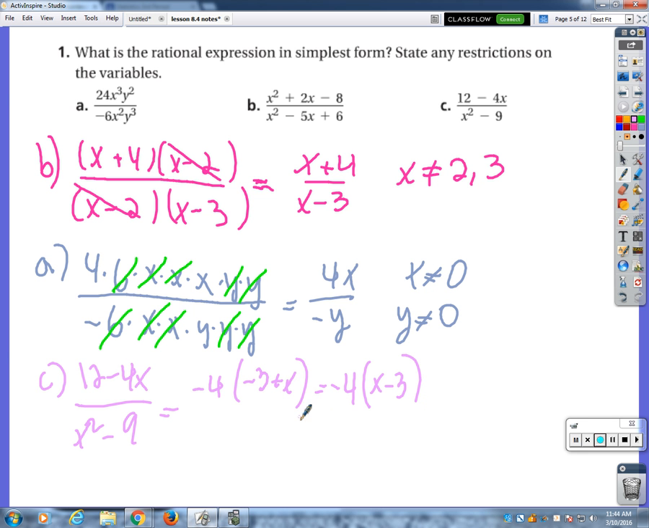Okay? All right. Then on the bottom, x squared minus 9 is a special factor pattern that we talked about a couple chapters ago. Difference of two squares. Right. So x squared minus 9 factors into what?